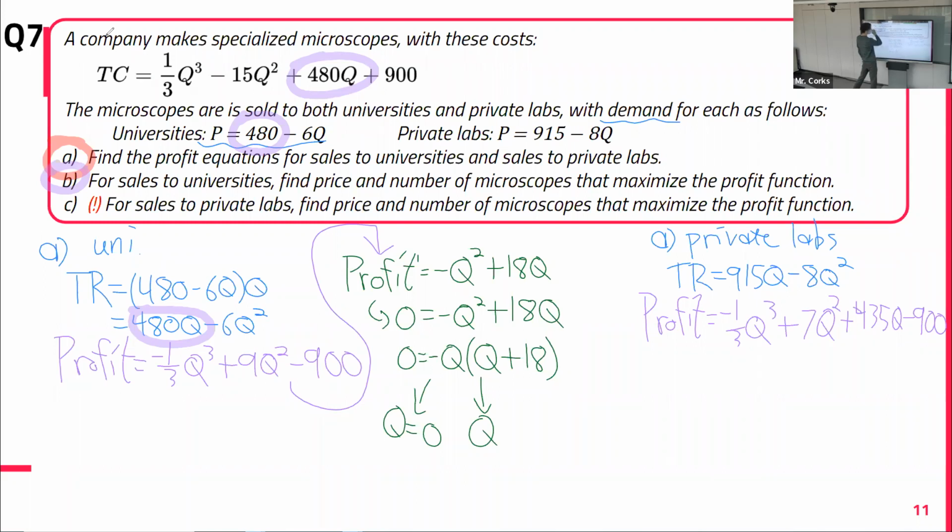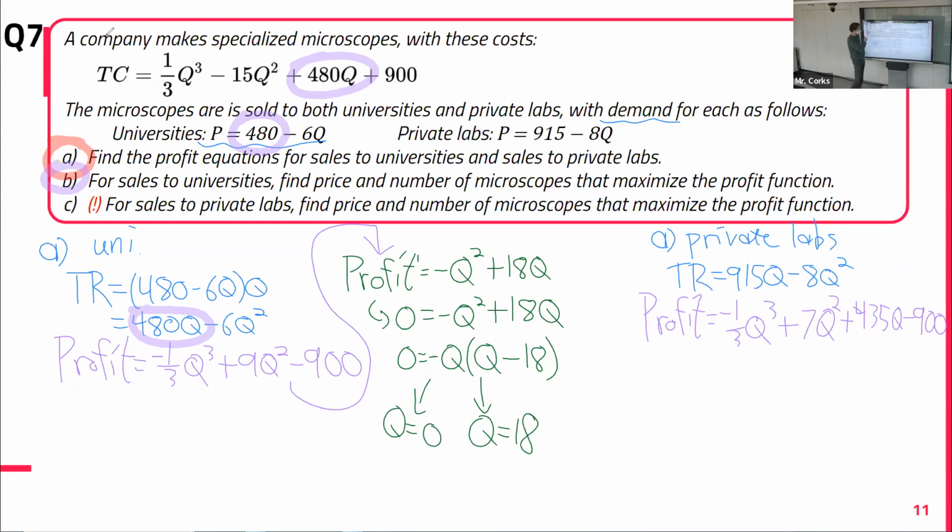It doesn't really matter, we can do it either way. If we factor out the negative Q here, then this would be Q minus 18, and our solution here would be Q equals positive 18. So we have these two turning points.